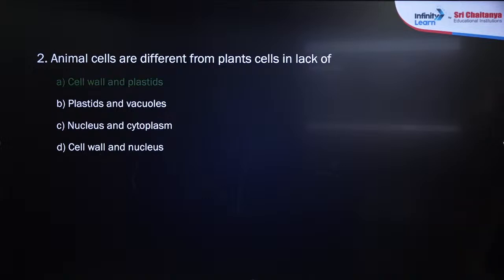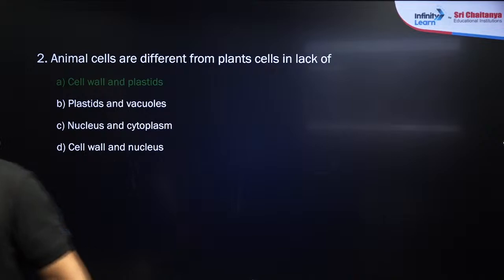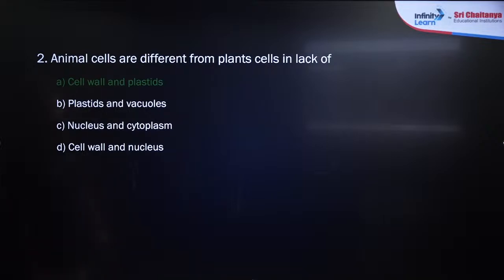Okay students, let's see the answer. Absolutely correct. A, cell wall and plastid is going to be the absolutely correct answer. Animal cells are different from the plant cells because they lack cell wall and the plastid, like chloroplast, leucoplast and chromoplast.